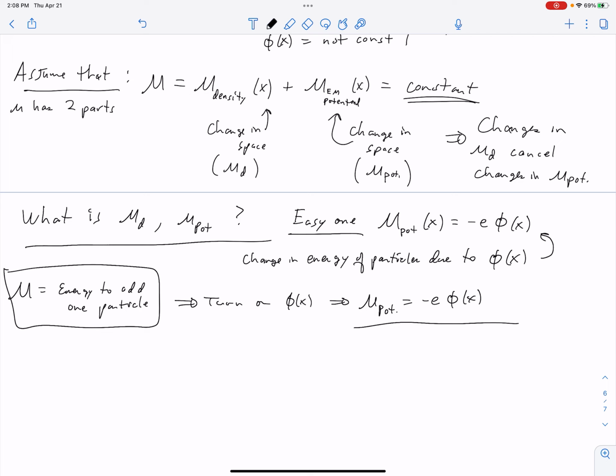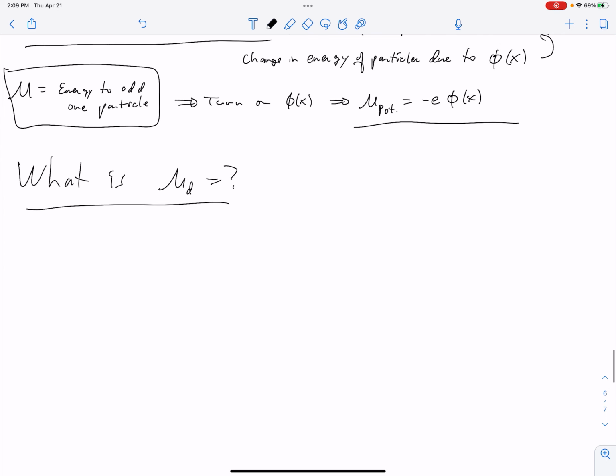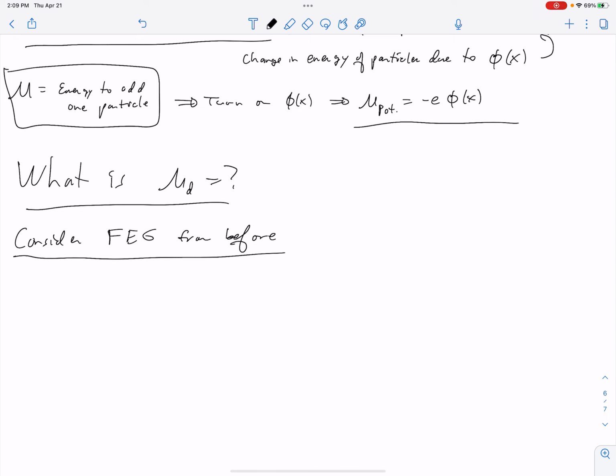But now, what is the density part, mu sub d? This is trickier. But you already kind of know what it is, because check it out. Consider the free electron gas from before.